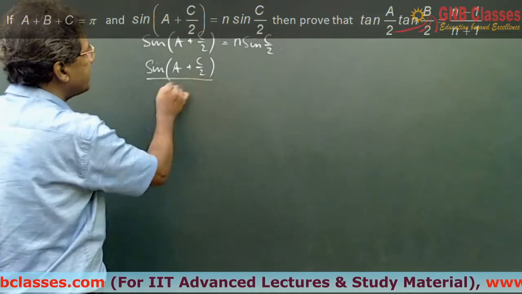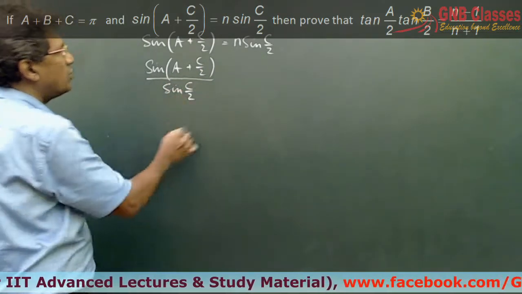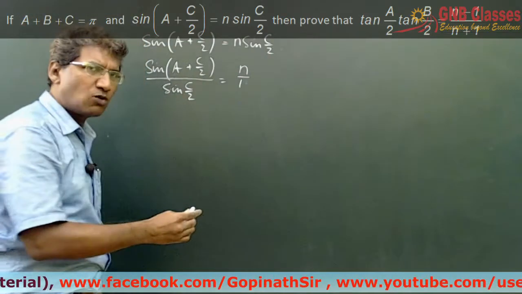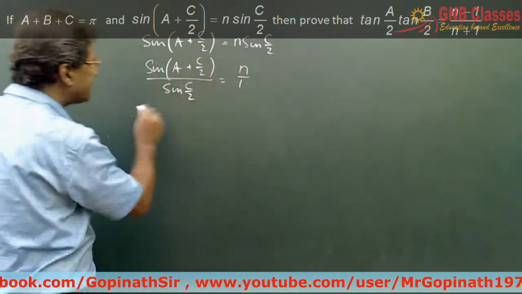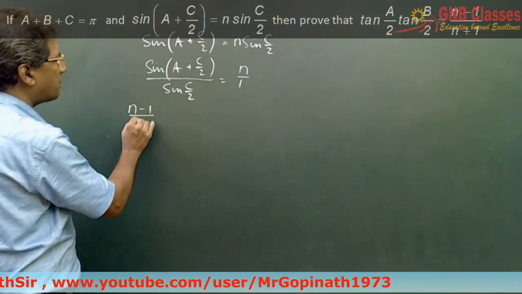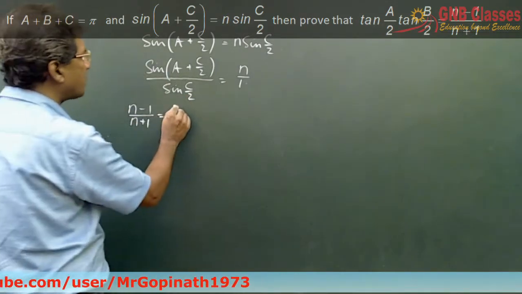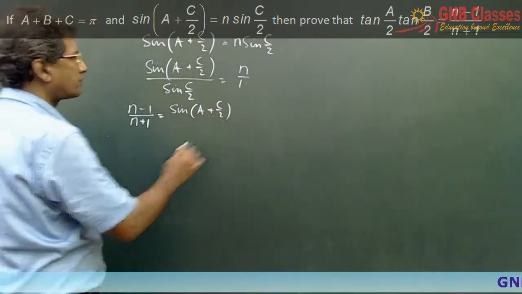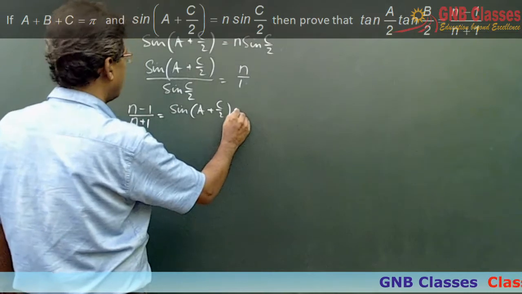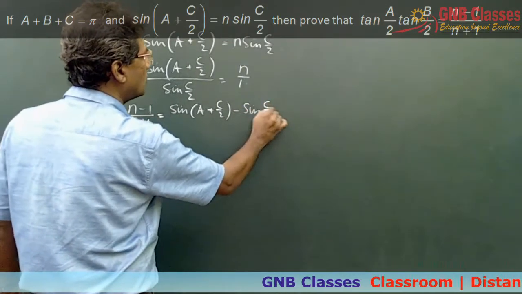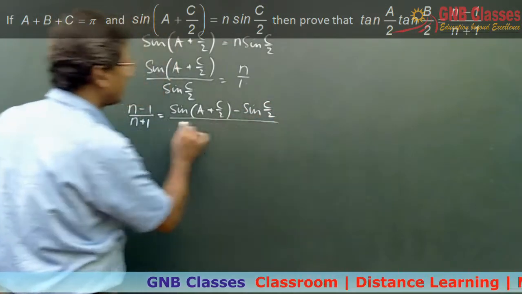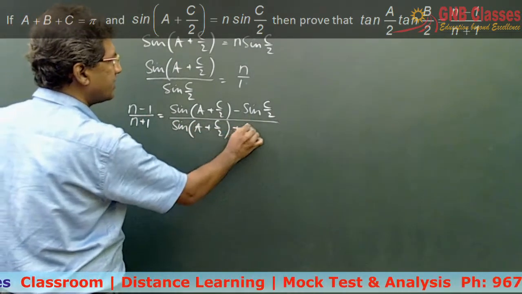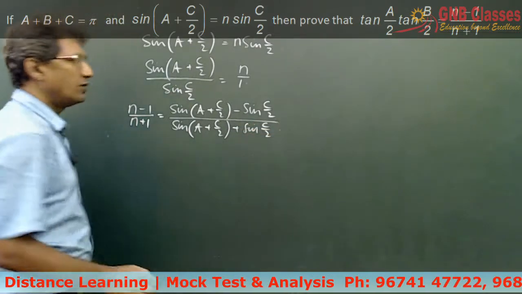Okay, so what I will do here is I will straight away take sin(c by 2) in the denominator, and in the right hand side we are going to have n minus 1. If we apply componendo and dividendo, then in the right hand side you are going to get (n minus 1) by (n plus 1), and in the left hand side we are going to get sin((a plus c) by 2) minus sin(c by 2) divided by sin((a plus c) by 2) plus sin(c by 2). Is it clear?